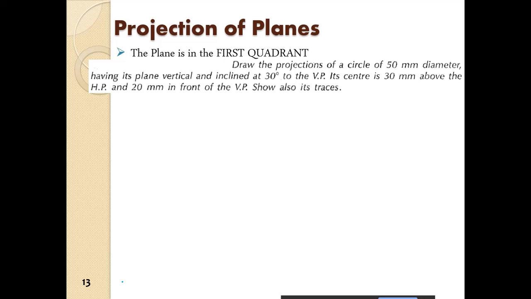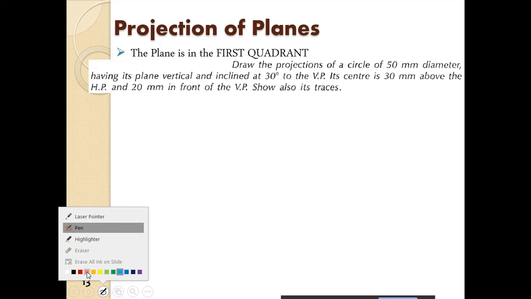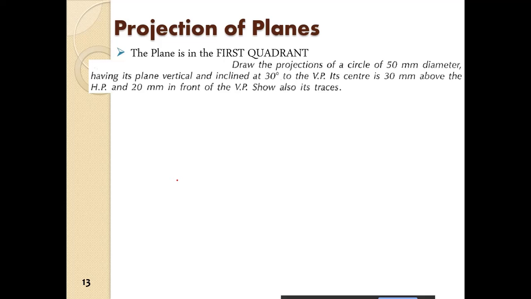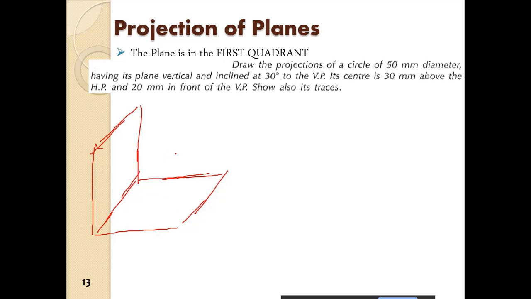So this also we have discussed, just a repetition. So draw the projection of a circle of 50 mm diameter having its plane vertical. So first of all, if we consider, the circle is in a plane of this manner. Right, the circle is in this manner here on this plane, in this plane.